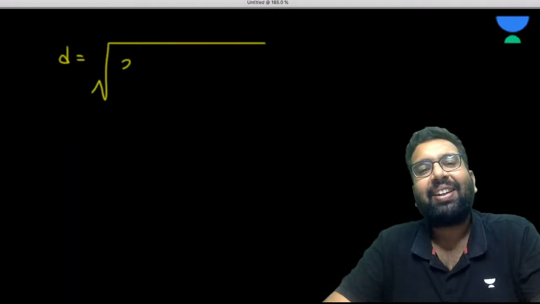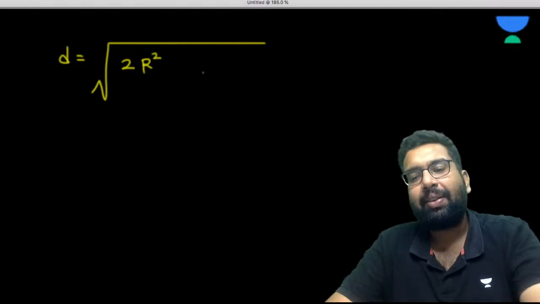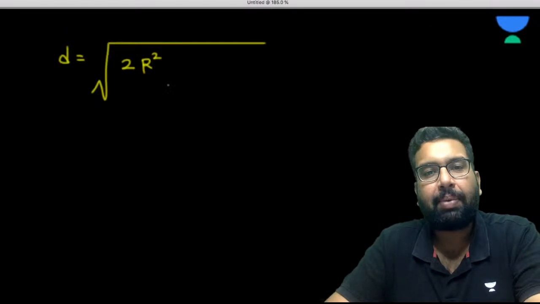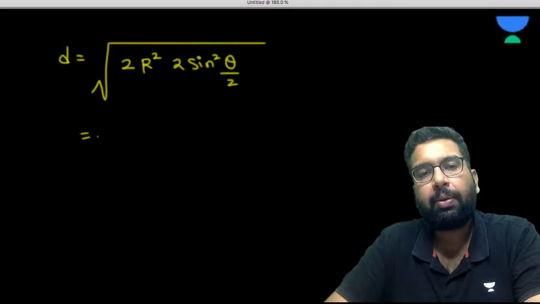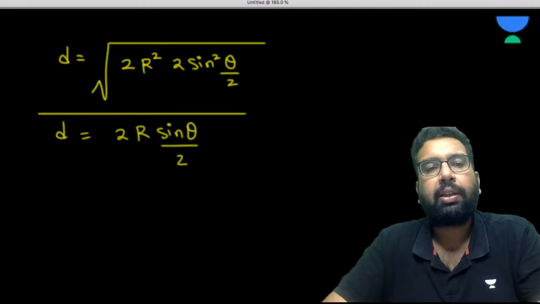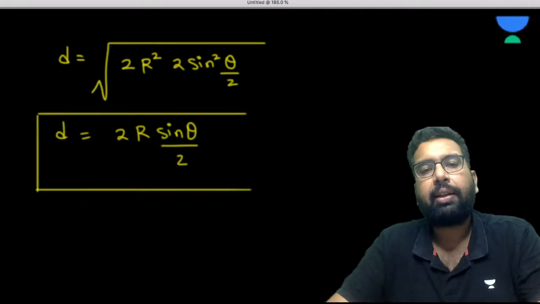Sir, we are NEET aspirants, sir. We are good in biology, sir. You have started this mathematics. Don't worry, don't worry. I'll just give you the formula. So this will become 2 sine square theta by 2. If we take the root sign out, it will become 2r sine theta by 2. So this is the standard formula.